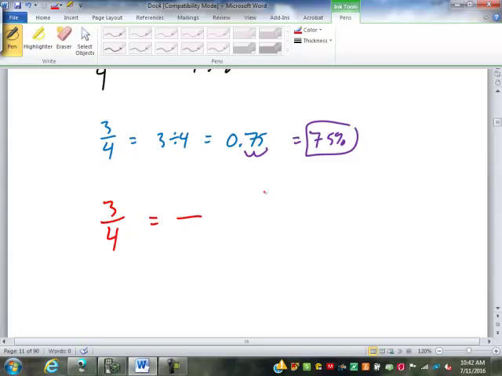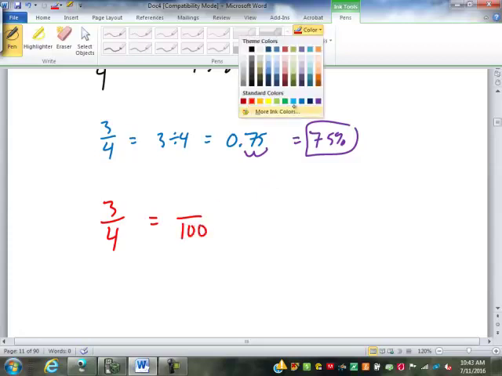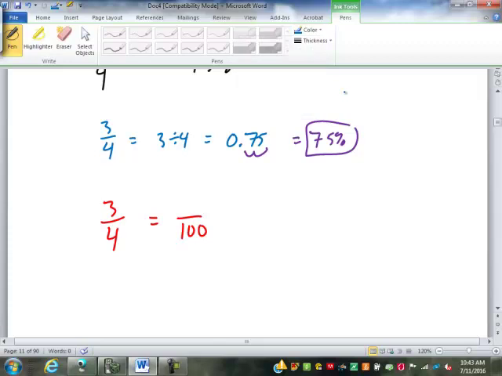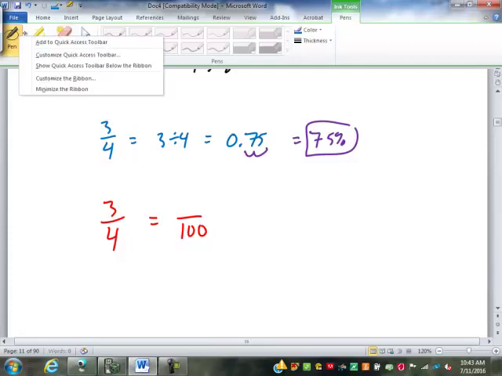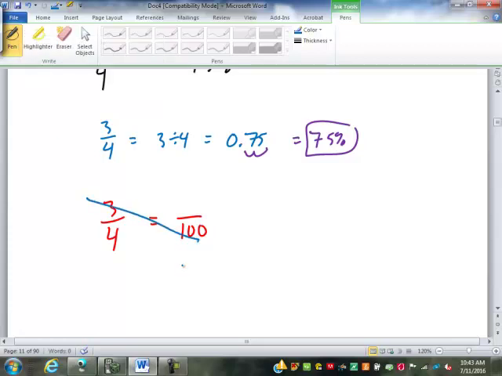3/4 is 3 out of 4, and a percent is always out of 100. To find that missing number, we could think of it as fractions and figure out what we have to multiply 4 by and then do the same to 3. But when we did proportions a week or so ago, we found a shortcut, which was to what? Cross multiply, then divide. So this would be 3 times 100 is 300, then divide by 4 is 75. So 3/4 is 75 out of 100, which is 75%.